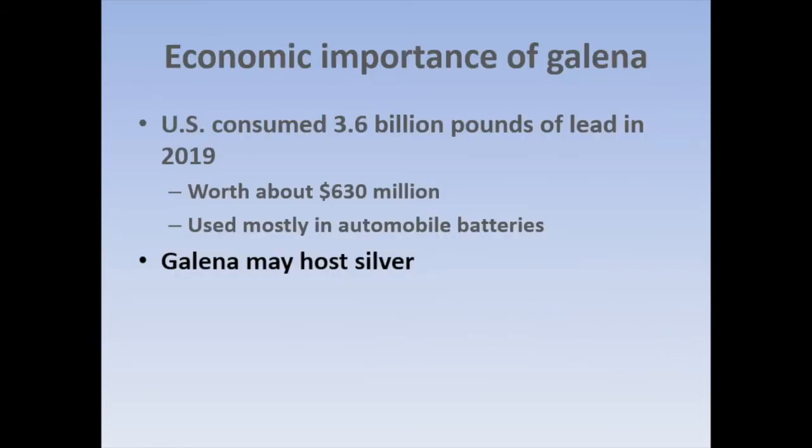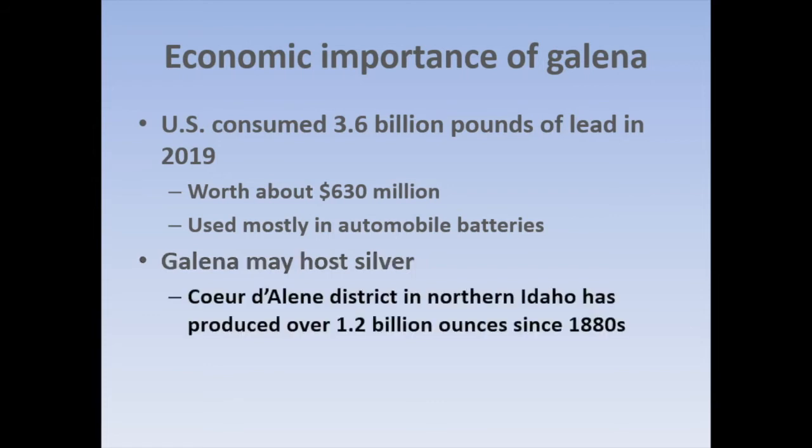Now, in addition, galena plays a very important role because it may also host the precious metal silver. The Coeur d'Alene district in northern Idaho is a classic example of a situation where galena hosts silver in high enough grades that it can be profitably mined. And since the 1880s, when the Coeur d'Alene district was discovered, it's produced well over 1 billion ounces. Now you can see, with current day prices of silver at about $15 an ounce, that's a significant amount of money.